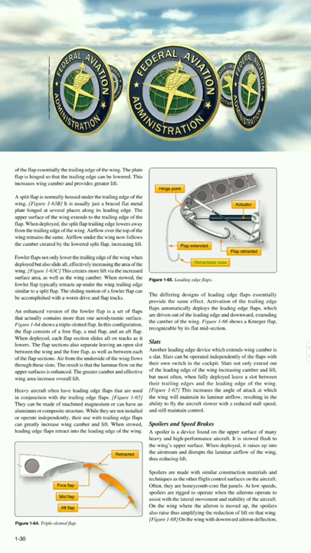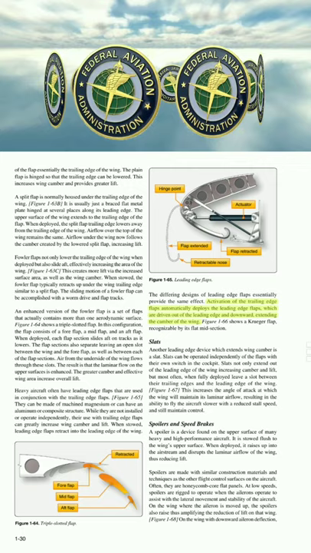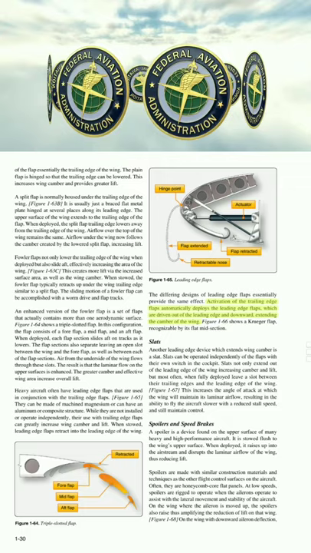Leading edge flaps. The differing designs of leading edge flaps essentially provide the same effect. Activation of the trailing edge flaps automatically deploys the leading edge flaps, which are driven out of the leading edge and downward, extending the camber of the wing. Figure 166 shows a Kruger flap, recognizable by its flat midsection.